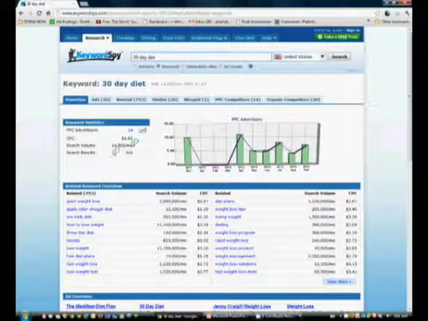So for Anna Appleton, she decided to focus her business on the topic detox diet and offer a 30-day weight loss diet program. You see, doing this kind of keyword research is so important because it gets you out of your head and into the minds of what the market is actually paying for.